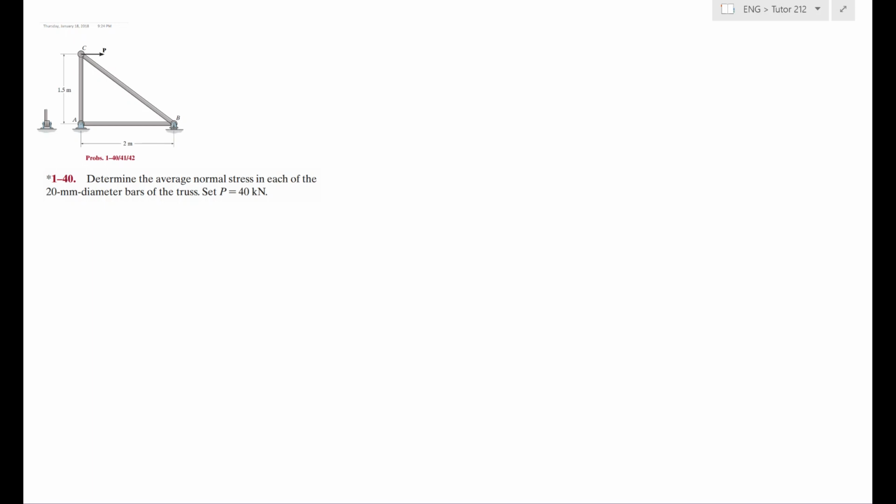And this first part, question 40, is asking us to determine the average normal stress in each of the 20 millimeter diameter bars of the truss. And we're going to set that horizontal force P at joint C to be equal to 40 kilonewtons.